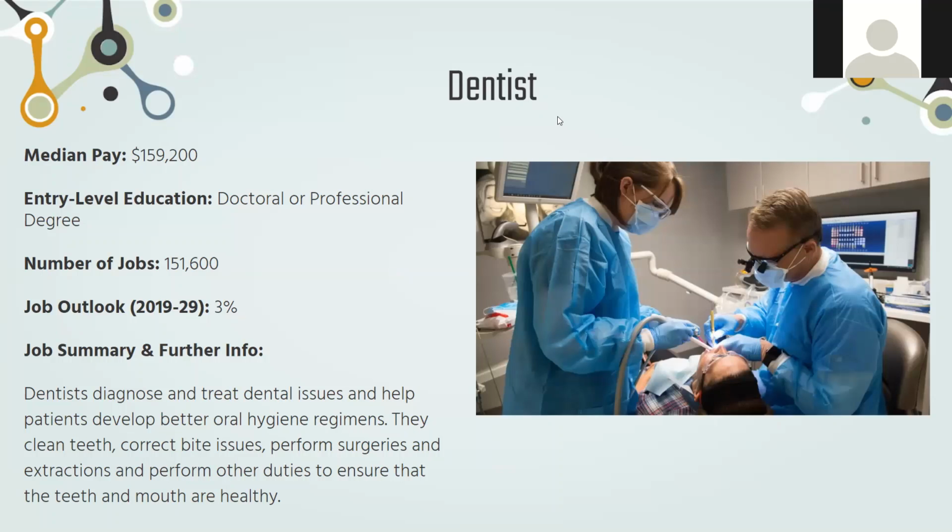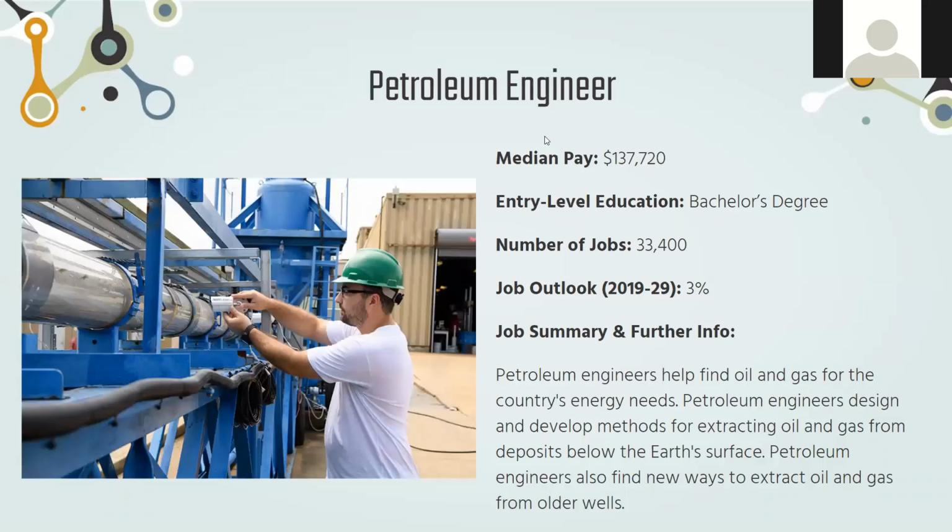$159,200. Entry-level education, you will need a doctoral or professional degree. So after going through undergrad school, you will also have to complete an accredited dental program before you are fully licensed. There are 151,600 jobs, and job outlook is 3%. Next slide.